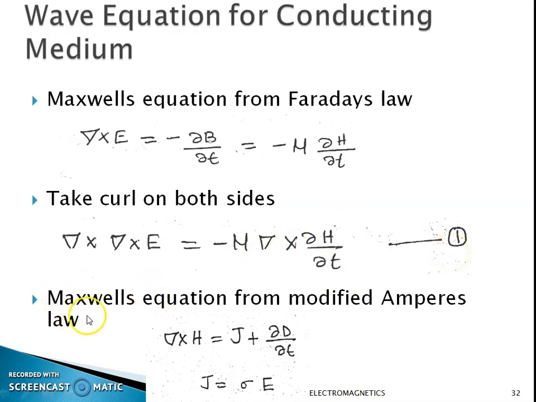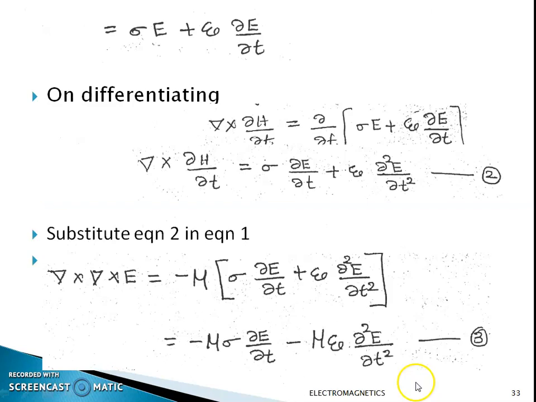Then we know the Maxwell's equation from modified Ampere's law. The point form of this Maxwell's equation is del cross H is equal to J plus dou D divided by dou T. We know the value of J is equal to sigma into E. So the equation becomes del cross H is equal to, instead of J, we put sigma E plus epsilon dou E divided by dou T.